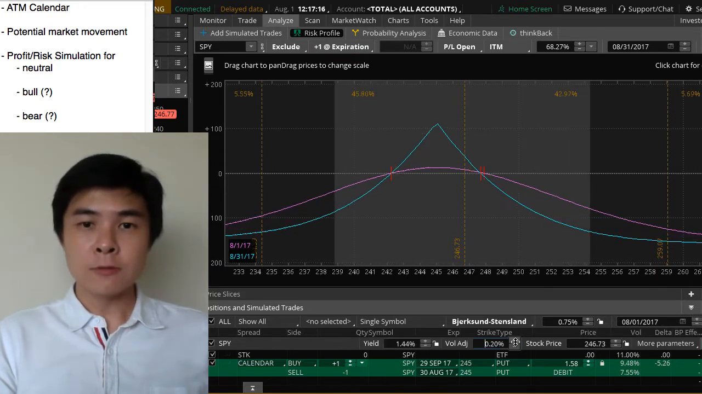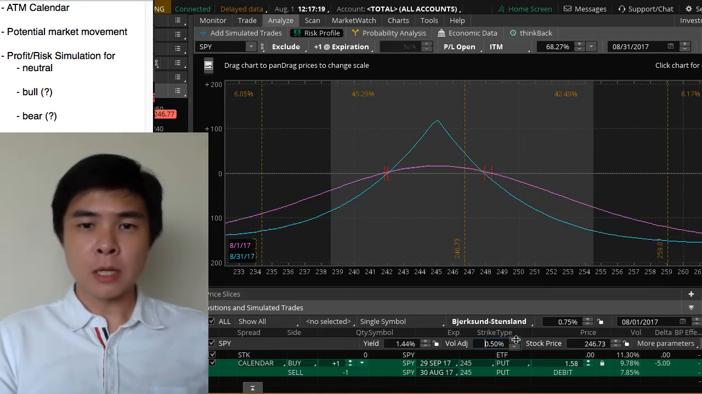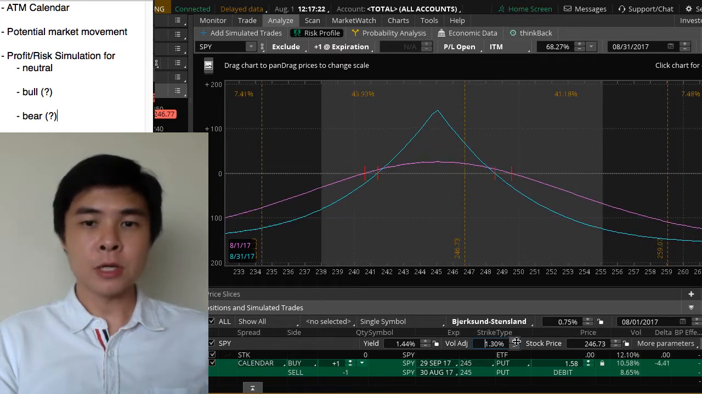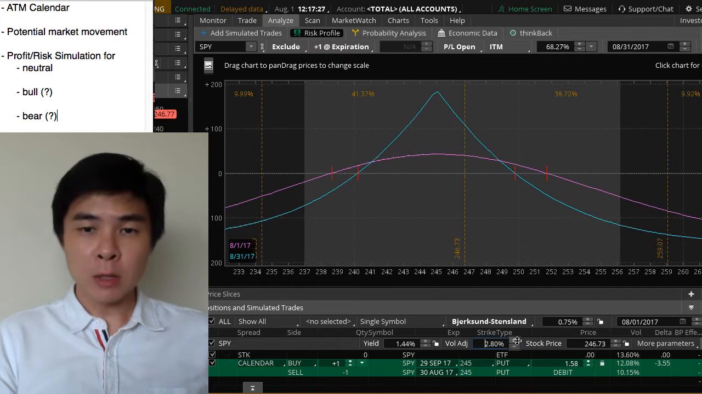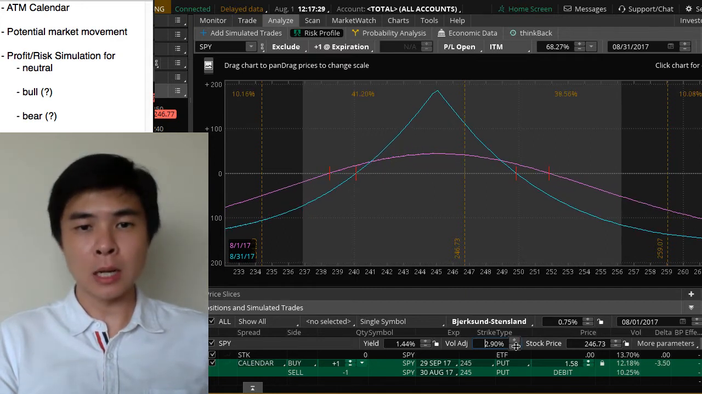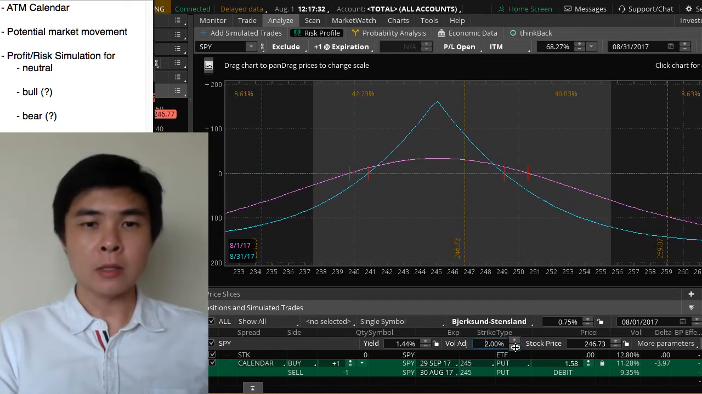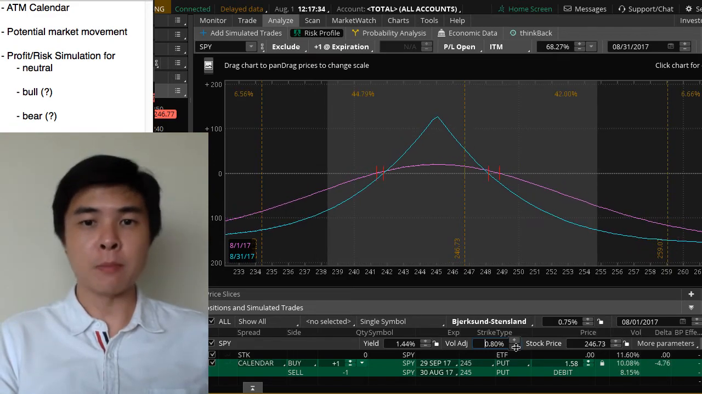Now, in this video, I will talk about the at-the-money calendar spread over 30 days expiry, what the potential market movement is, and how a calendar spread will perform under neutral, bullish and bearish market movement.